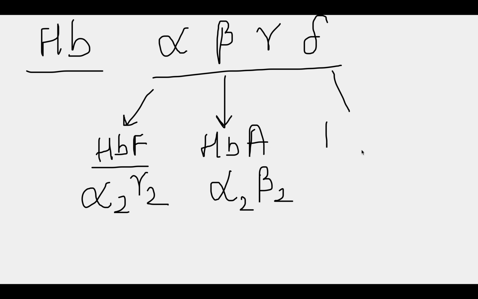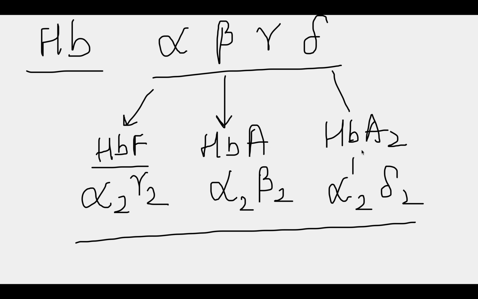Then you have your HbA2 hemoglobin. This is also found in the adults but is found in very less quantity. It is formed by alpha 2 and delta 2 chains. So this is how various types of hemoglobins are found in the human body.